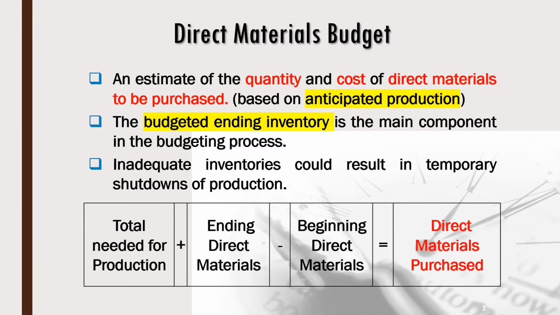The formula for direct materials budget is: total needed for production plus ending direct materials minus beginning direct materials equals direct materials purchase.